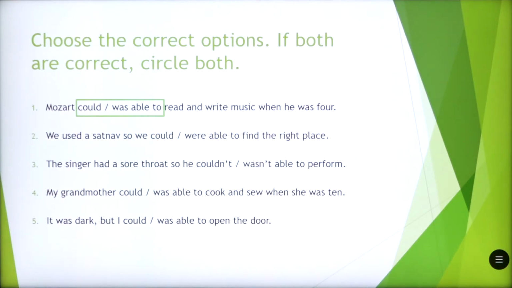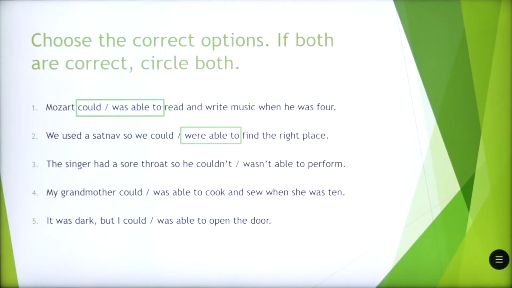Now let's go with the second sentence. Think about it. We used a sat nav so we could or so we were able to find the right place. Which of the options do you think might suit in this sentence? So it's were able to. We used a sat-nav so we were able to find the right place.